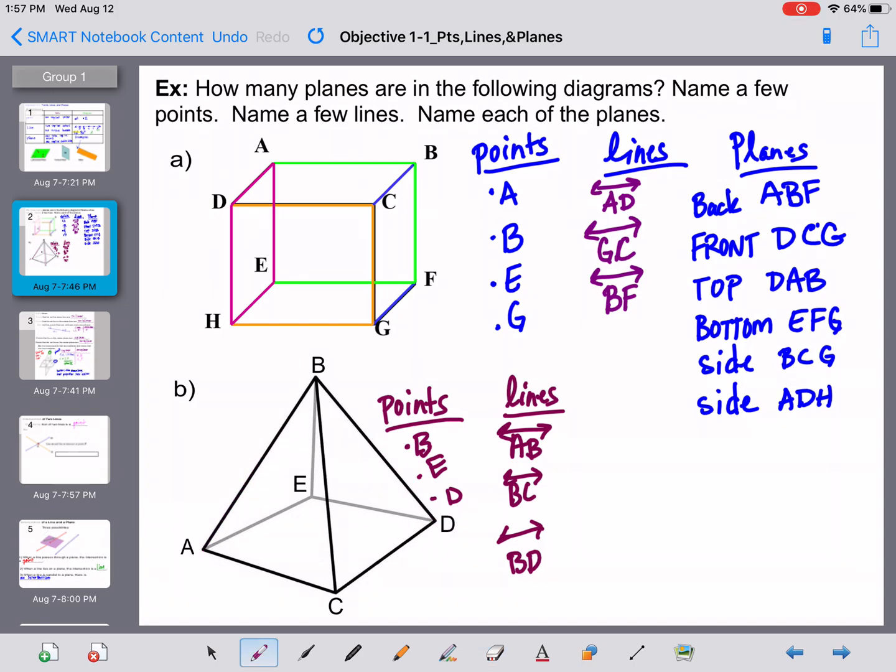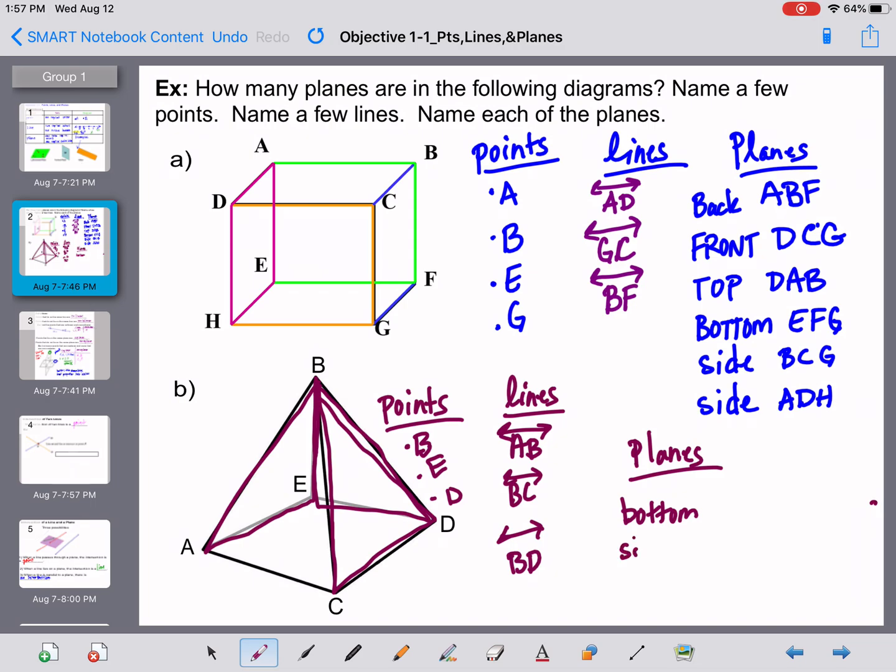And now planes. How many planes do I have in this one? All right, we got a bottom. Right? That's that square looking one. And then let's see, I've got this one. That's the side. And here's the side. And then I've got a back. And then I've got, this one's kind of hard to see. So you've got a bottom, side 1, side 2, and then a front and back.